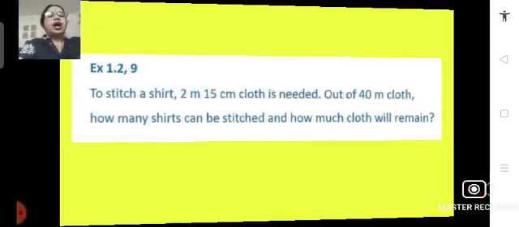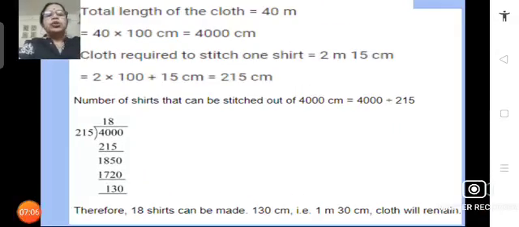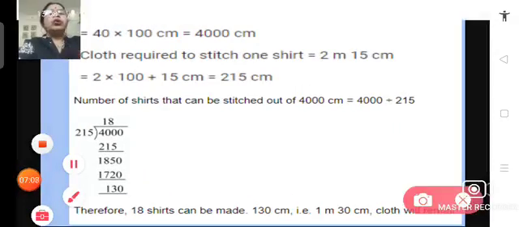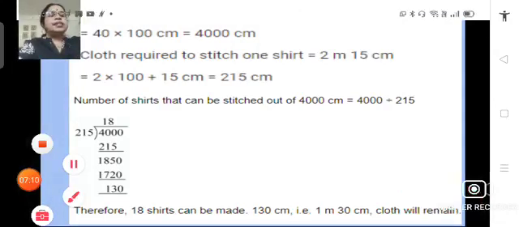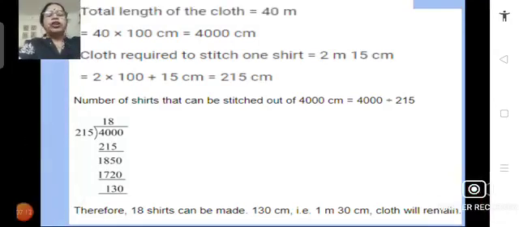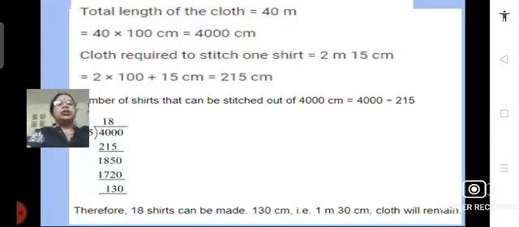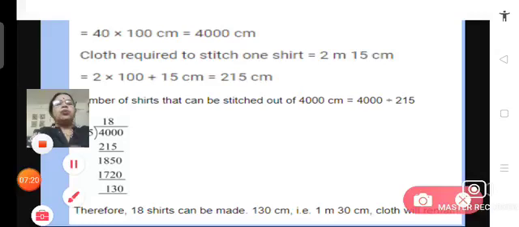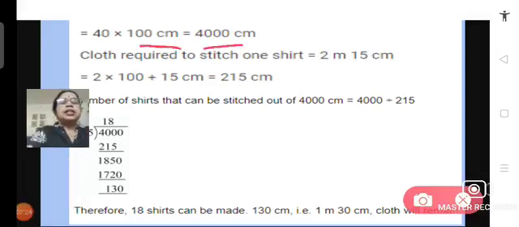So let us see how we solve this problem. So the total length of the cloth is 40 meters. So what will be the length of the cloth in centimeters? It will be 40 multiplied by 100, that is 4000 centimeters. Okay. Now cloth required to stitch one shirt is 2 meter 15 centimeter.